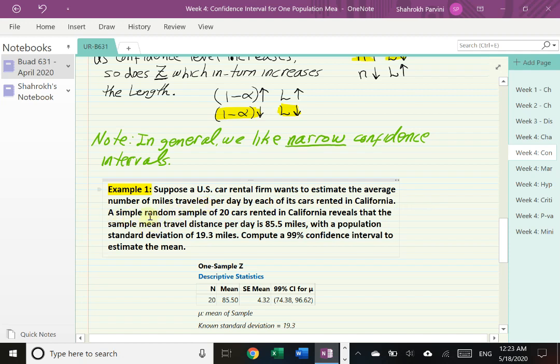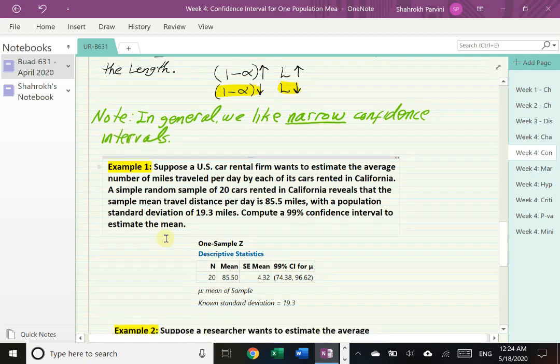So what do they do? They take a simple random sample of 20 cars. So n is 20. And the sample shows the sample mean, that's your x bar, is 85.5 miles. And assuming the standard deviation in the population is 19.3 miles, suppose we can ask that from that rental company and they know that from prior records. And we want to compute a 99% confidence interval. So our confidence level, our 1 minus alpha here, is 0.99.